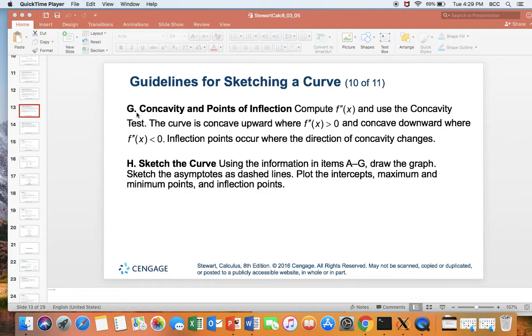So continuing, next item in our checklist is concavity and points of inflection. Compute the second derivative and use a concavity test. What is a concavity test? Second derivative greater than 0 means the curve is concave up. Concave down where the second derivative is less than 0. Inflection points occur where the direction of concavity changes.